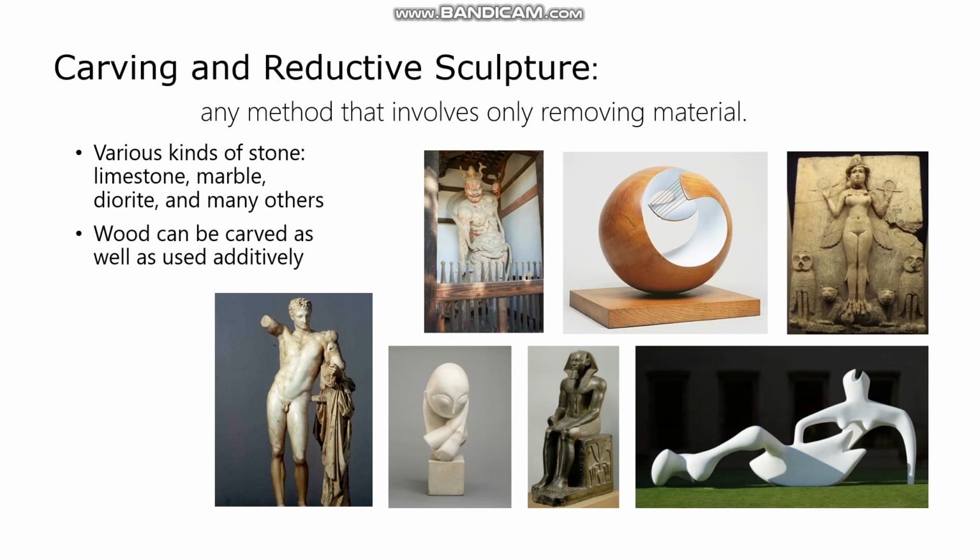If you remove too much, then you have basically ruined the piece, or you have to change your idea as to what kind of piece you're going to make. And so a lot of reductive sculpture is with stones, such as marble or limestone, or like the Egyptians liked hard materials like diorite. But also a lot of it is out of soft materials, such as wood or plaster.